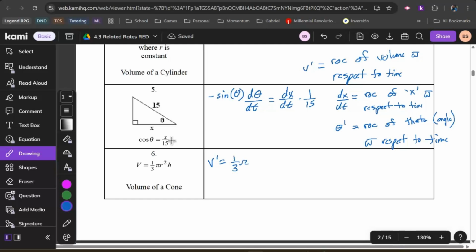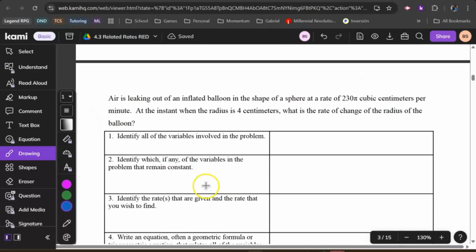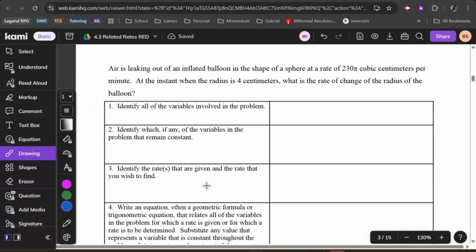So it's going to be 1/3 pi, because that's just the coefficient, times 2r, r prime, h, plus 1/3 pi r squared, h prime. Because in this case, the h went away. Over here, the r squared became 2r, r prime. All right, now, we've already done h prime, v prime, and r prime. You should know what all of these things are by now, but just in case: rate of change of volume with respect to time, rate of change of radius with respect to time, and rate of change of height with respect to time. All right, let's see if we can apply this to a scenario.